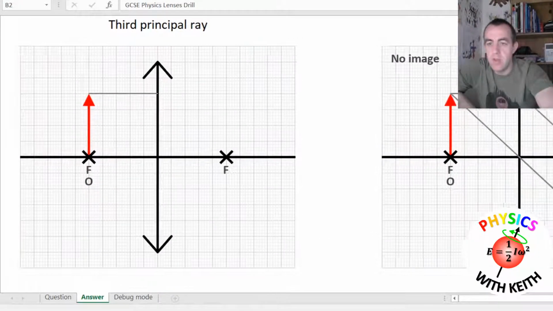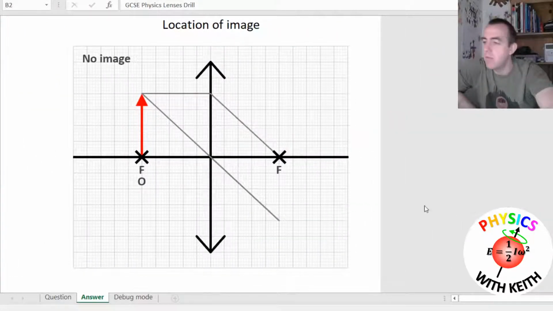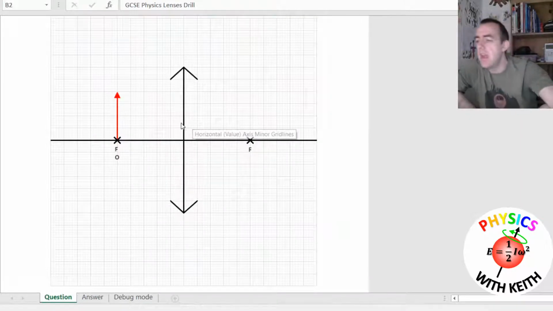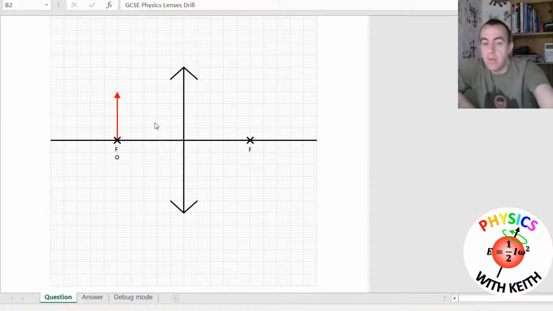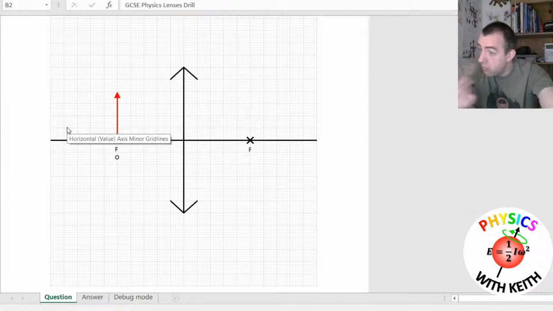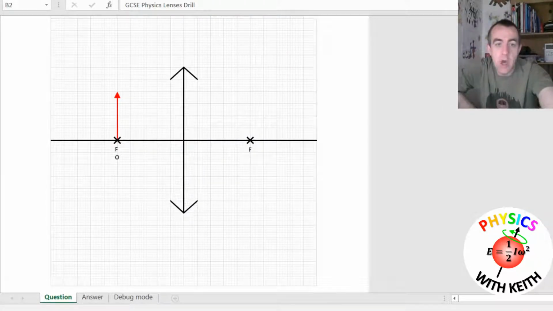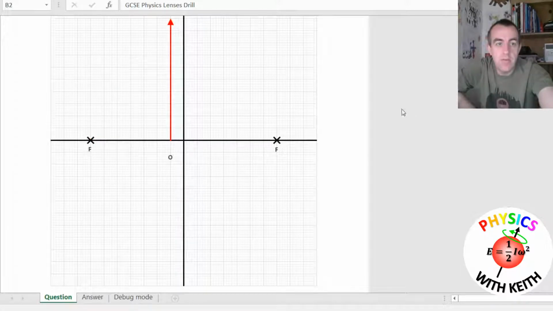And the answer here says no image forms. The two rays are parallel, and you can see they're parallel. So if I now press F9, hopefully you got on okay with that. Do let me know how you got on, or if there are any problems, or if you think I got something a bit wrong. So let's go for a different example.